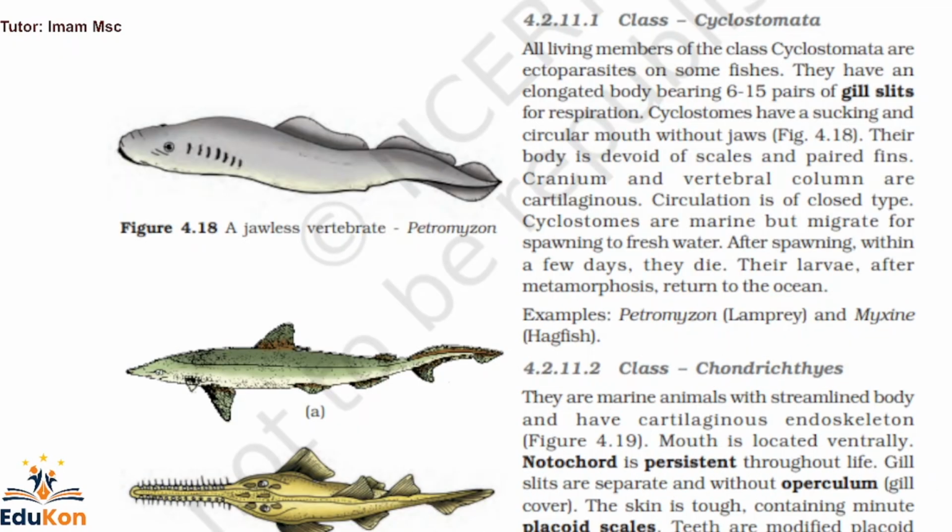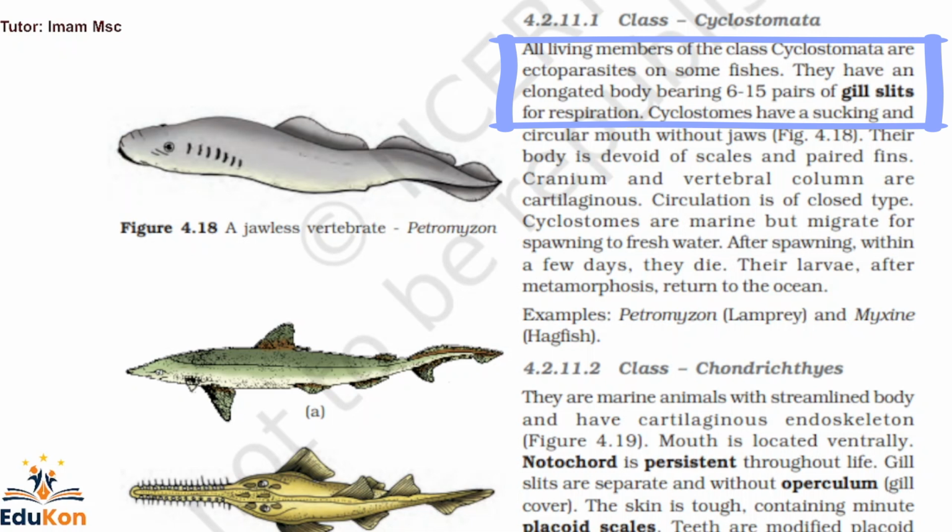I mean each class. Coming to class Cyclostomata, all living members of the class are ectoparasites on some fishes. This is true of all living organisms. They have an elongated body bearing 6 to 15 pairs of gill slits for respiration. So how many pairs? 6 to 15 pairs. Cyclostomes have a sucking and circular mouth without jaws. Their body is devoid of scales and paired fins. So they do not have scales and also paired fins.